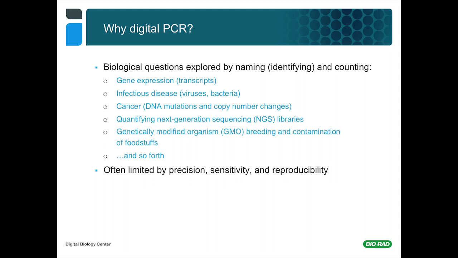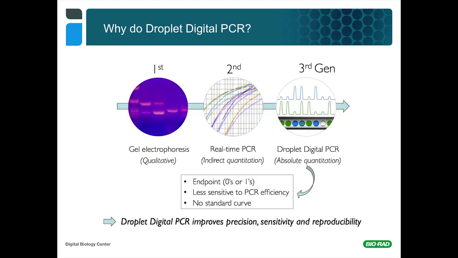And what we find is oftentimes our ability to understand further a particular biological process is limited by the precision, the sensitivity, or the reproducibility of the measurements we can make. So to put droplet digital PCR in perspective, I think you're all familiar with the power of polymerase chain reaction, of PCR, to be able to identify, detect the presence of as little as a single molecule present in a sample. If you look at the slide on the left, you can see some of the earliest means we had of actually detecting the success of a PCR reaction.